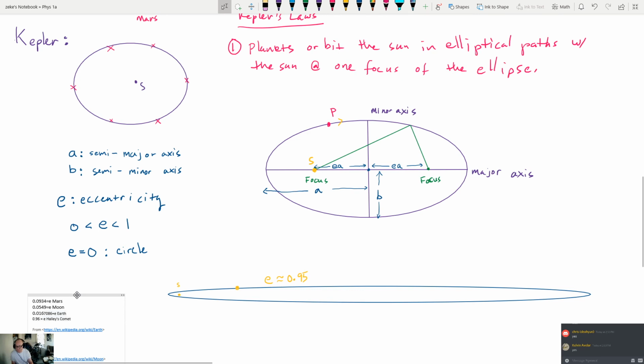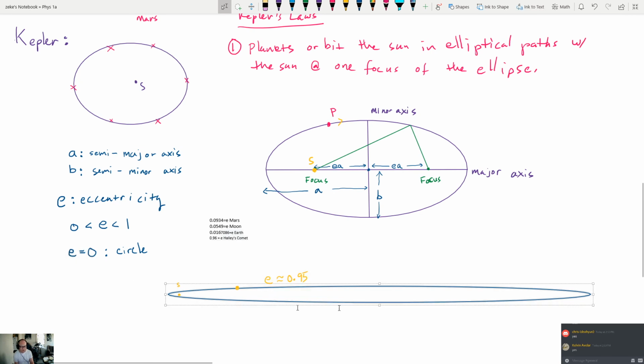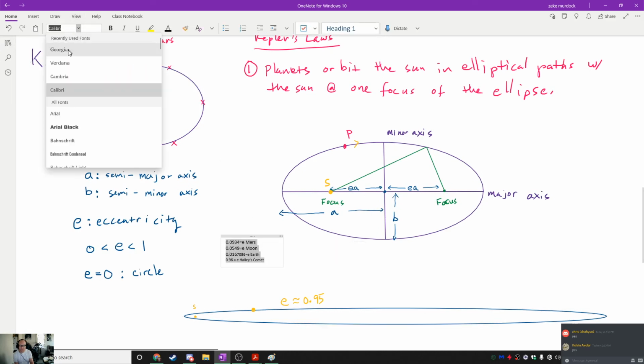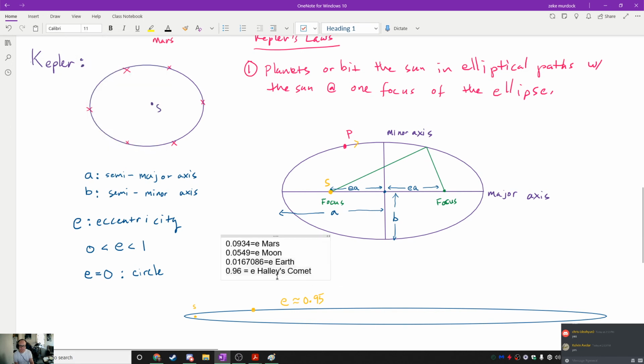Okay, so do we need to do one more of these? These are probably fine. So when you look at these things, remember that E equals 0 is a circle, right? And E equal to 0.95 is like a really oblong thing like this. So this orbit down here, let me make these digits a little bit more readable. There we go. You don't need so many digits for the Earth, right? We can just go out to like 3.